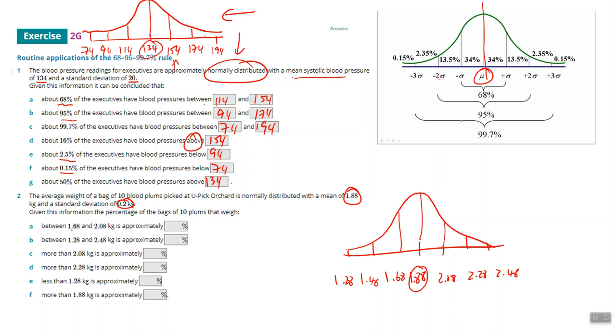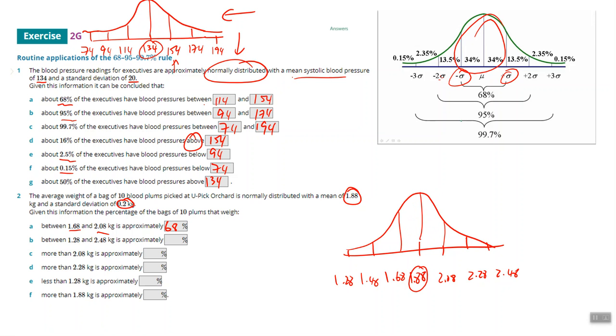So what do we want? We want it between 1.68 and 2.08, 1.68 and 2.08. Okay, so they want the area here. Okay, so the area here corresponds to this, between here and here. So that's what percentage of the data is that? That's 68% of the data. So 34 plus 34.